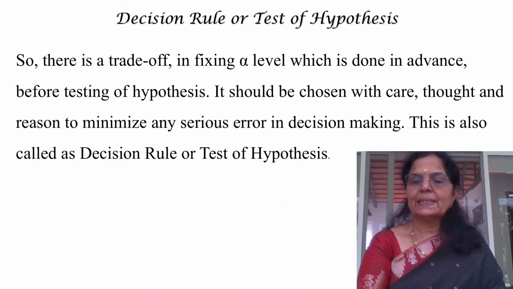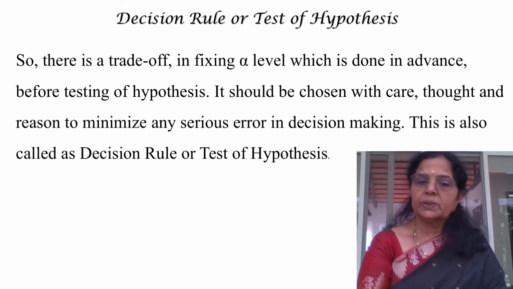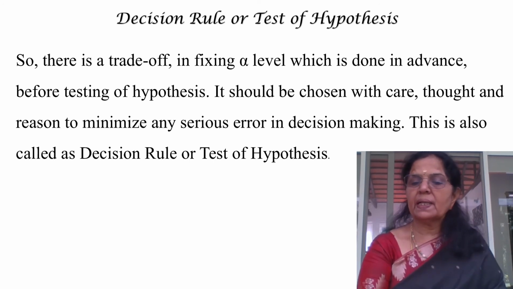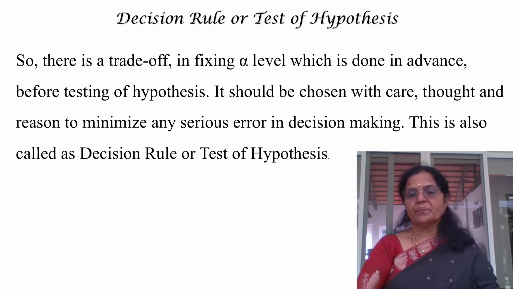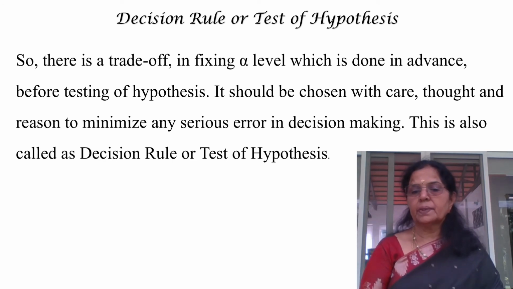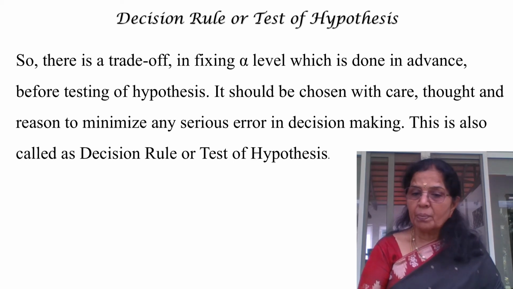So you have seen in that example, there is always a trade-off in fixing the alpha level, and it should be done in advance, before testing the hypothesis. Remember, not after testing. So you have to fix the level of significance before testing the hypothesis. Your null hypothesis and alternate hypothesis should be chosen with care and thought, and you should think of what errors could creep in, what the consequences of type 1 error and type 2 error are, which is more dangerous, and which one you want to minimize.